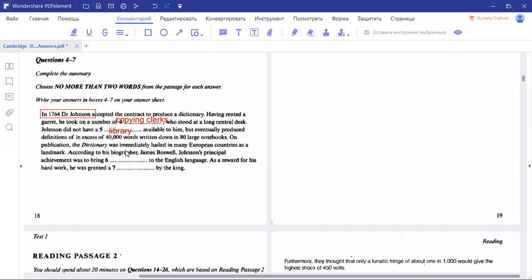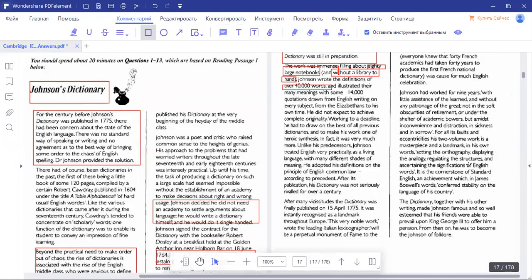Now, the dictionary was immediately hailed in many European countries as a landmark. According to his biographer, okay, we're going to have to look for this word. His biographer, James Boswell. According to James Boswell, Johnson's principal achievement was, his achievement was not his goal, but his achievement. That means he brought something to the English language. Let's look at it. Okay, it's the cornerstone of standard English.